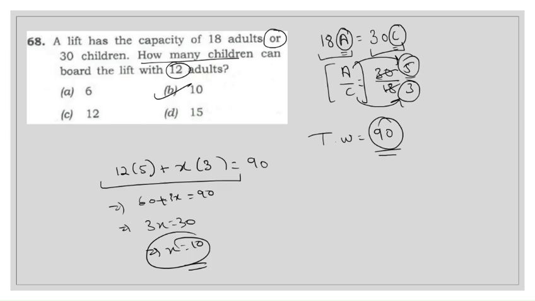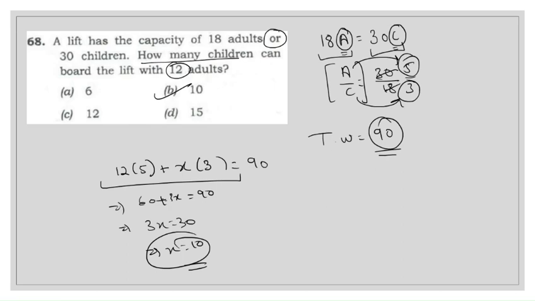So it basically says that a lift can carry either 18 adults or 30 children, which means that the weight of 18 adults, if we imagine that the weight of one adult is A and we have 18 adults, so the total weight will be this. It is equal to the weight of 30 children. So why is this equal? The reason being, the capacity of the lift won't change. The particular weight that the lift can handle will always remain the same, right?